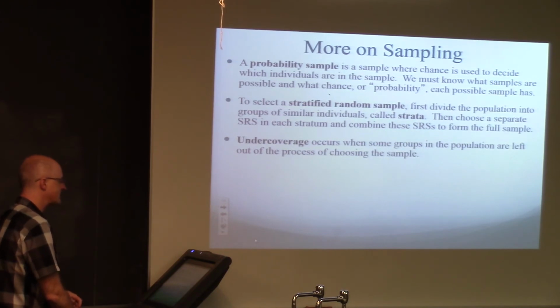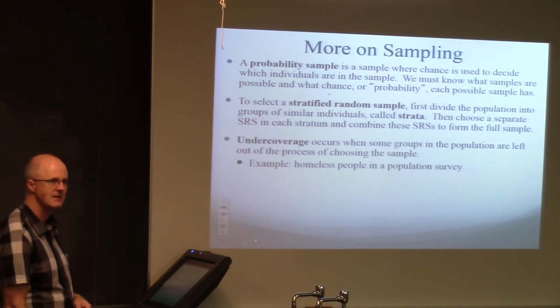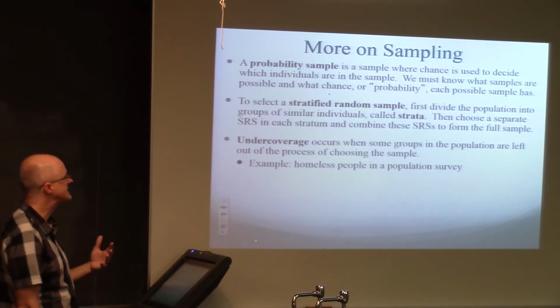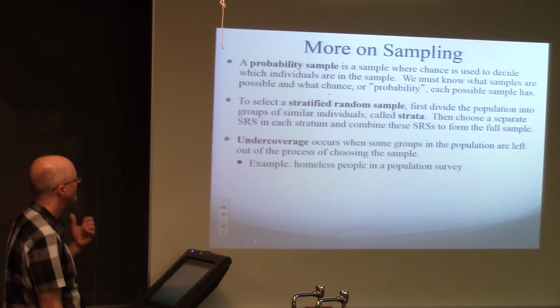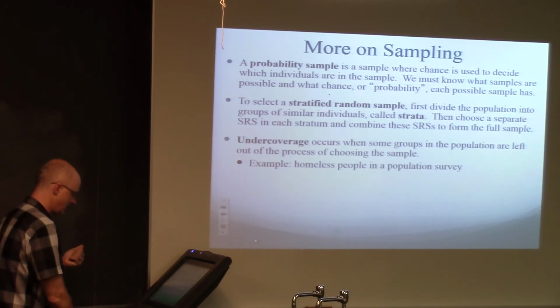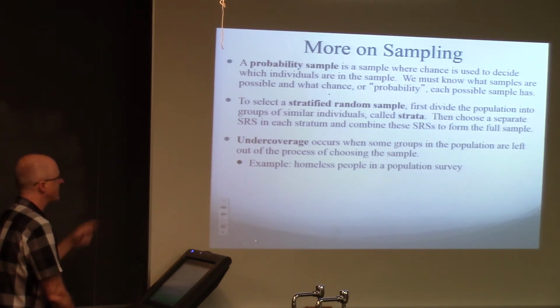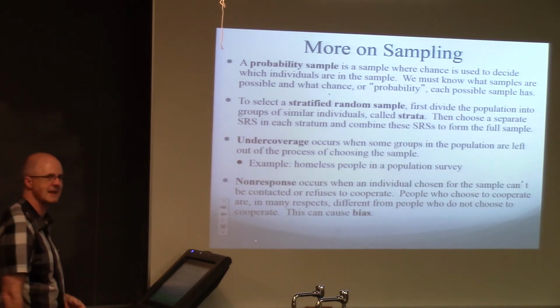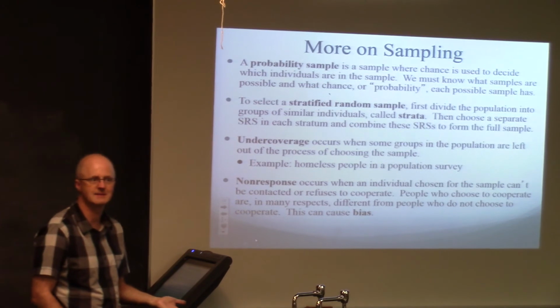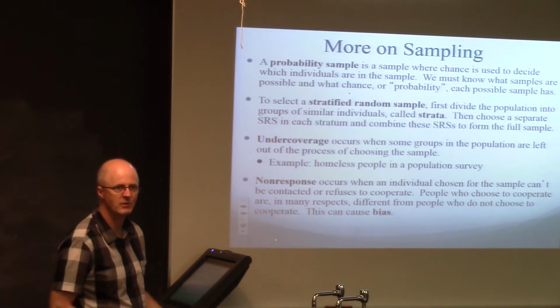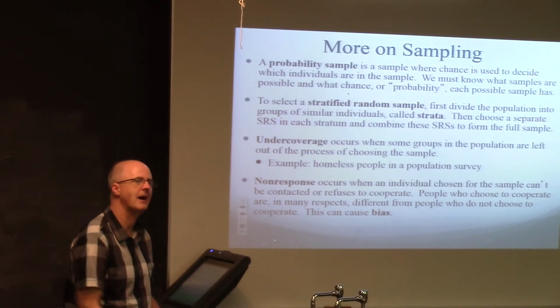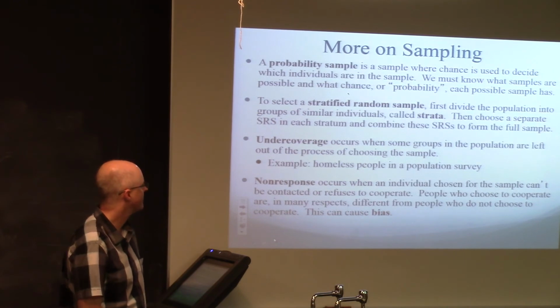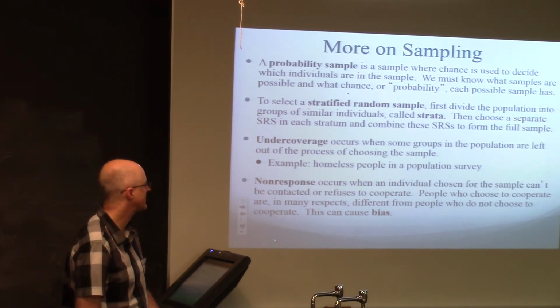Undercoverage occurs when some groups in the population are left out. For example, homeless people in a population survey. That can bias your results. All these kinds of things, like voluntary response sampling, undercoverage, they can bias your results. Non-response, that's similar to voluntary response. Okay, those are the people who don't respond. People who hang up on people, telemarketers, people who want to ask you survey questions, they can result in bias.